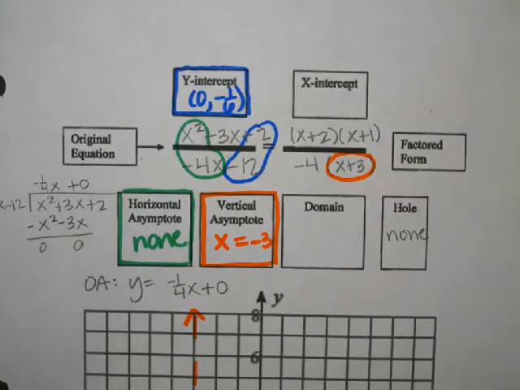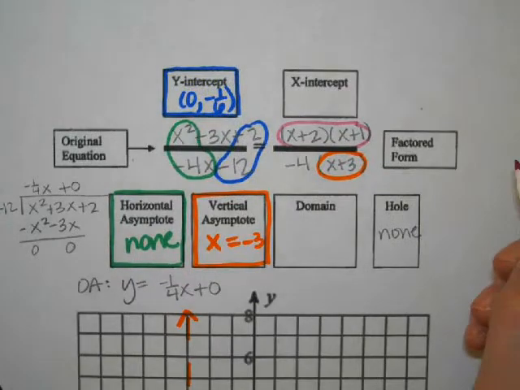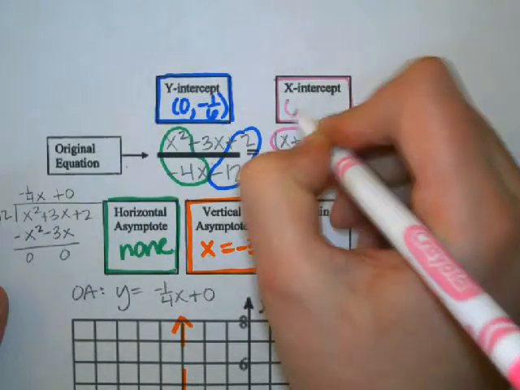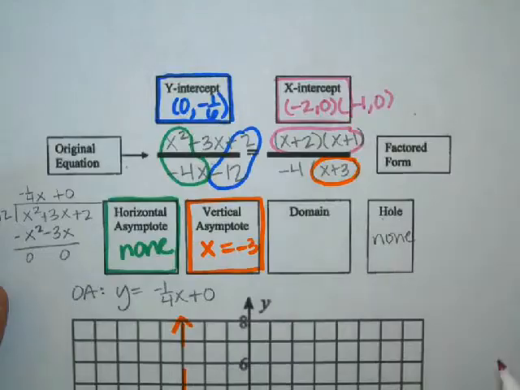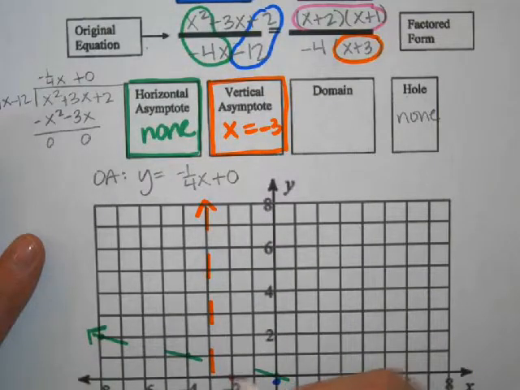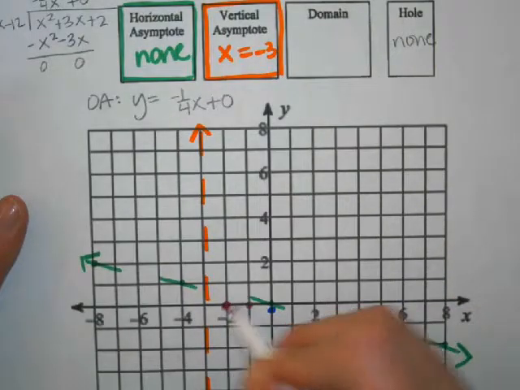We can do the x-intercepts. We're also going to do the domain in a second. So x-intercepts would be negative 2 and negative 1. I can graph those, -2 and -1. It's kind of interesting. Huh?